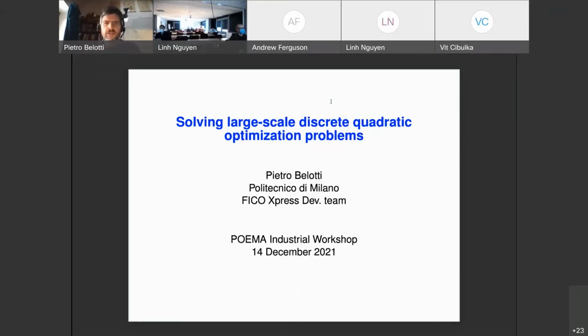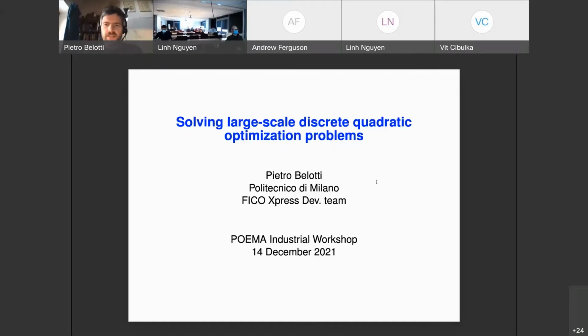So this talk is about solving quadratic optimization problems. That is, well, not too far from what Miguel and Erling just talked about. I will talk about nonlinear problems where the constraints are convex quadratic.